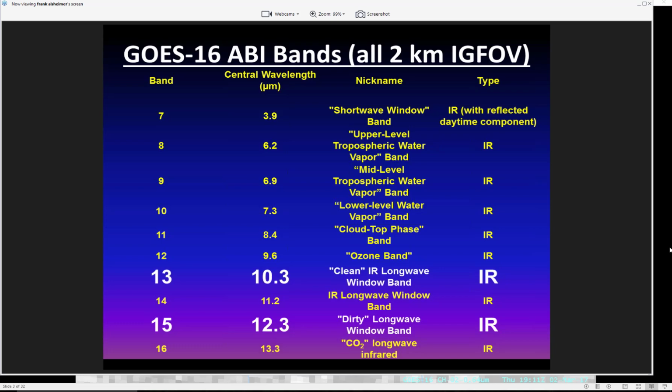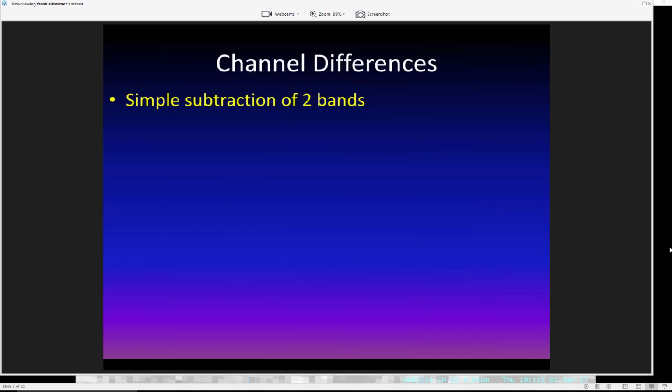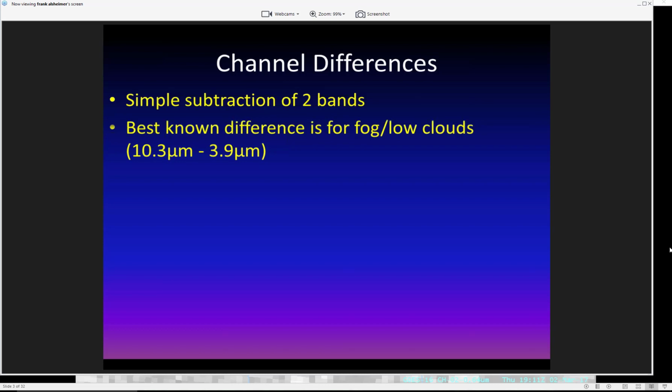Let me explain a little while we're looking at these channel differences. First of all, to start with, this is just a simple subtraction of two bands, and probably the best known in the Weather Service example of this is what we call the fog and low cloud channel difference, where you're subtracting the IR from the shortwave IR.